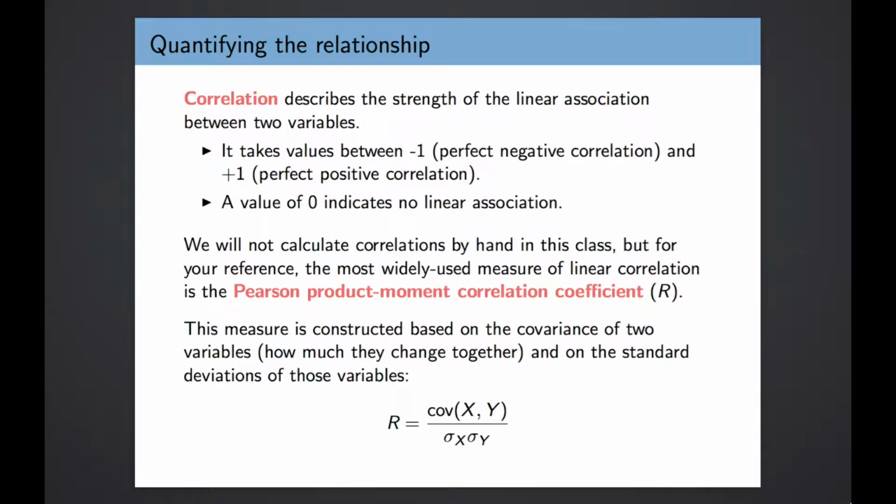So we're not going to be calculating correlations by hand in this course, but just so you know, the most commonly used measure for linear correlation is this thing called the Pearson product moment correlation coefficient. And we're going to denote that with the letter R. So this measure is based on how two variables covary with one another. The formula for covariance is another complicated calculation, but it's the covariance between these variables x and y divided by the standard deviation of each of those multiplied together. And that's how this particular correlation measure is calculated.